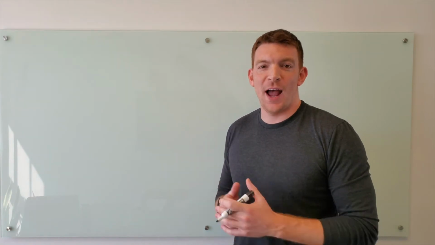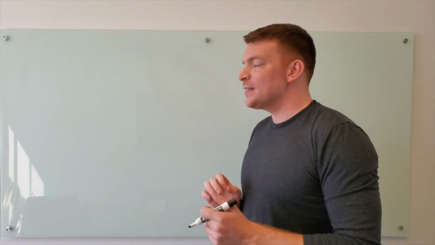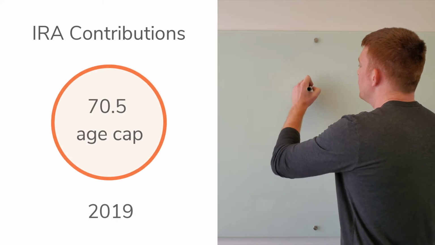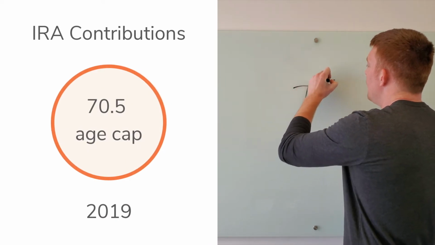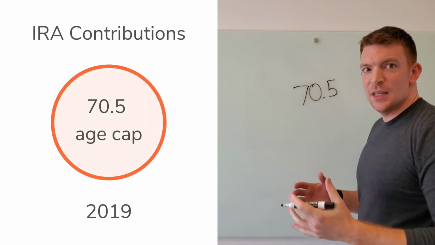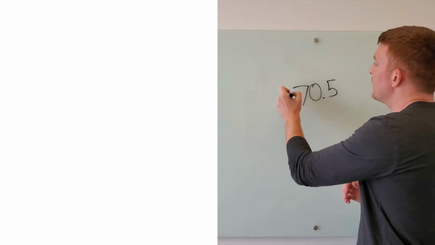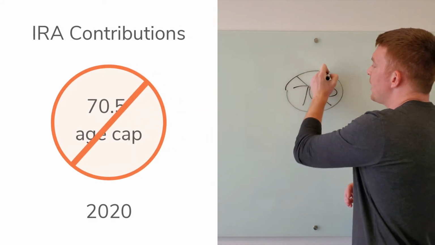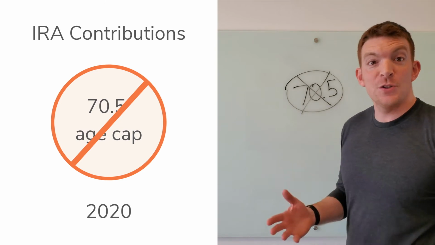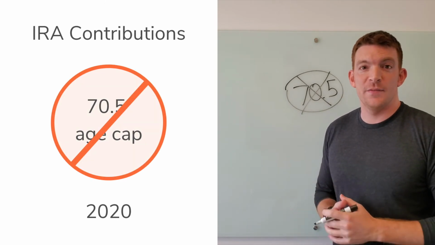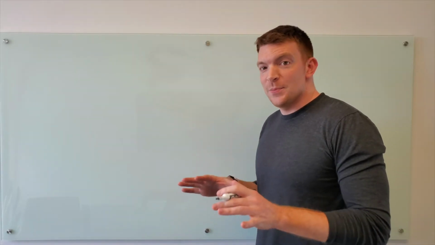The Secure Act removed the age cap on IRA contributions. So in 2019, a donor, in most cases, could contribute up until the age of 70.5. Starting in 2020, there's no age cap at all, and a donor may contribute as long as he or she lives. So first, let's walk through a simple example.